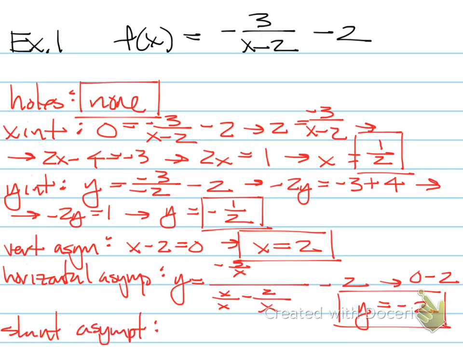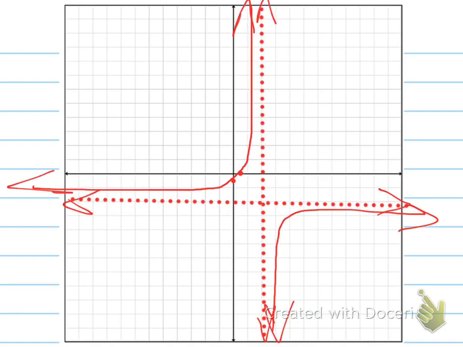And then, since we have a horizontal asymptote, we're not going to have a slant asymptote. Here's what the graph is going to look like. We've got a vertical asymptote at x equals 2, horizontal asymptote at y equals -2. We have our x and our y intercepts graphed at positive 1/2 and negative 1/2. And then we just fill in the curves.